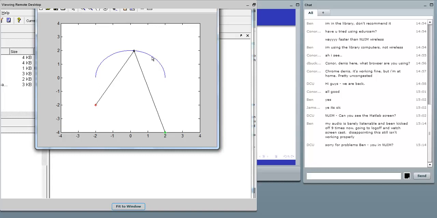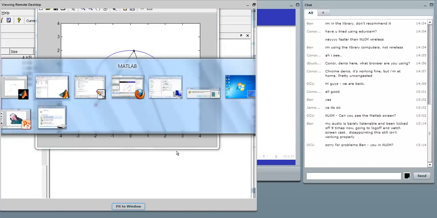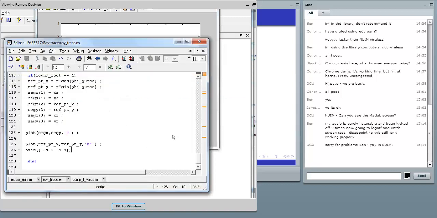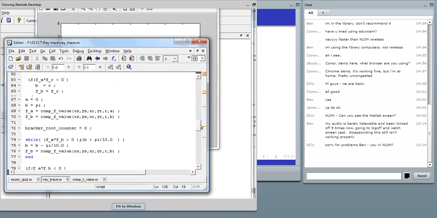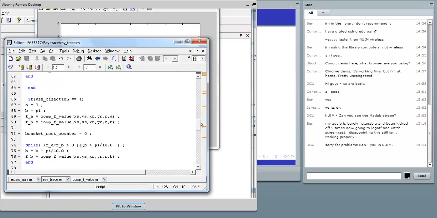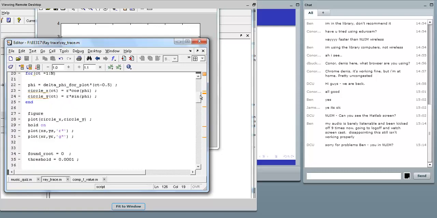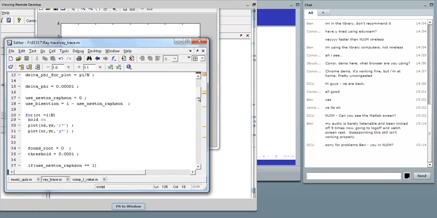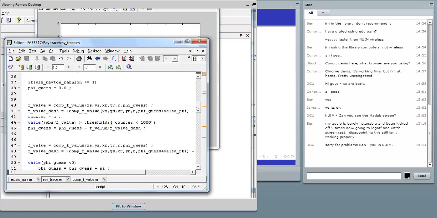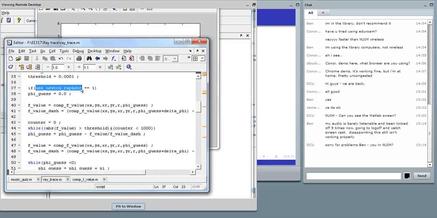Okay. Let's go back to our code very quickly, and let's have a look at the Newton-Raphson. Let's hope the Newton-Raphson will work too. But everything else is the same. The preamble is the same. But this little bit here, if use Newton-Raphson equals 1, do this. So if you set the flag and tell MATLAB to use Newton-Raphson, this is what we do.